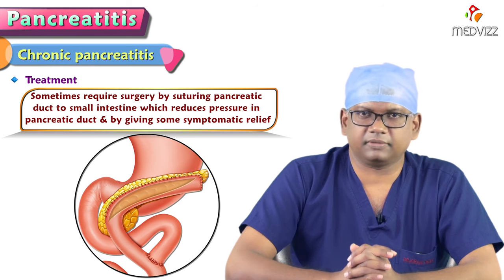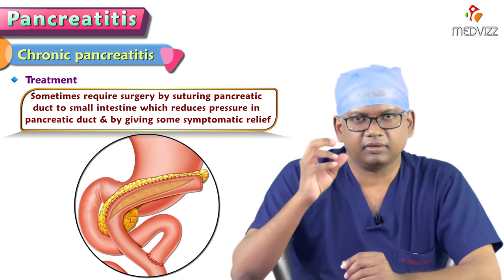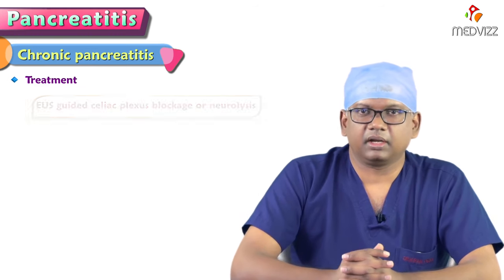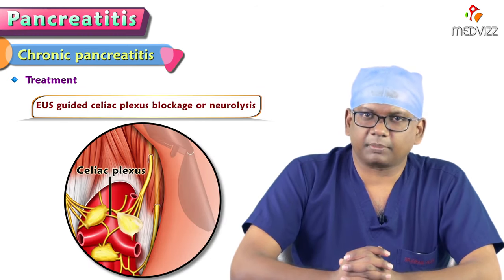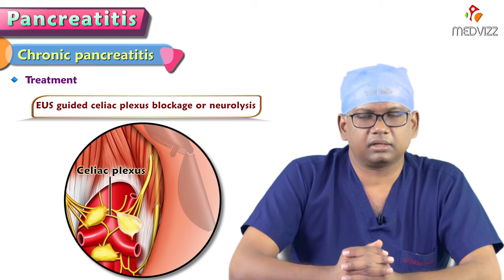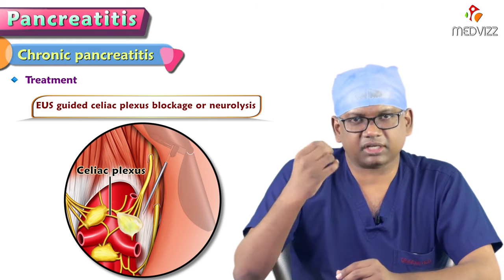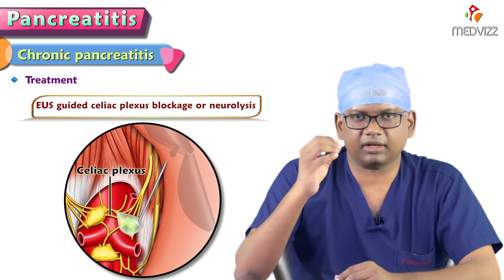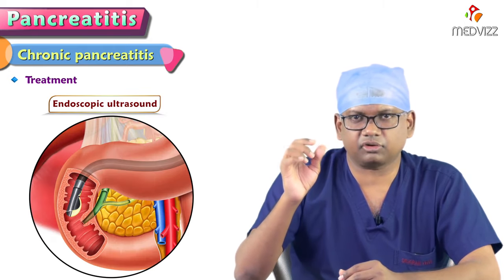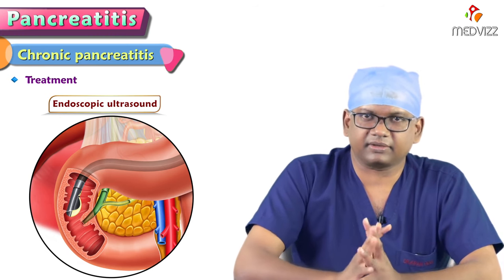Sometimes the patient may require surgery, suturing the pancreatic duct to the small intestine, so we can reduce the pressure in the pancreatic duct, thereby giving some symptomatic relief. Nowadays, we do a procedure called EUS guided celiac plexus blockage or celiac plexus neurolysis for cancer patients to give symptomatic relief of pain, where we inject around the pancreatic nerve supply by doing endoscopic ultrasound. Endoscopic ultrasound is a methodology where a scanner is attached to the endoscope, the scope goes inside, looks at the pancreas closely, and we can inject around the pancreas.